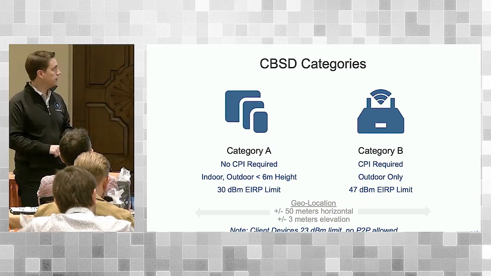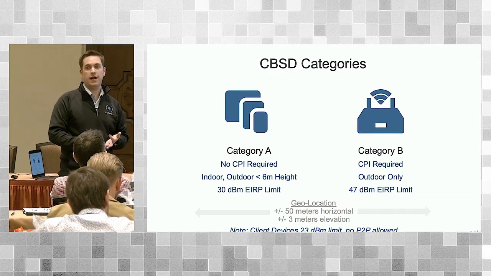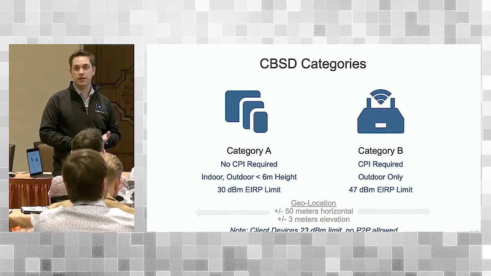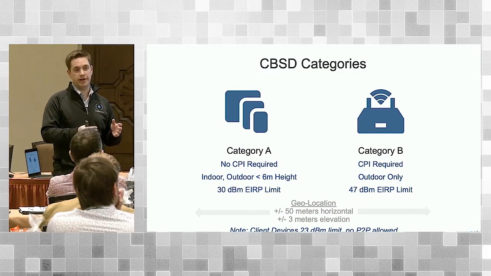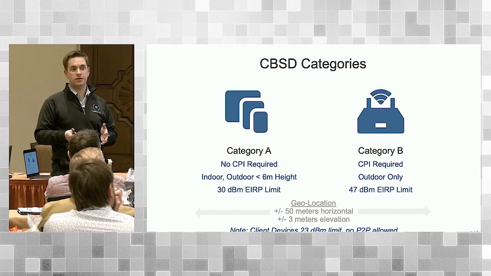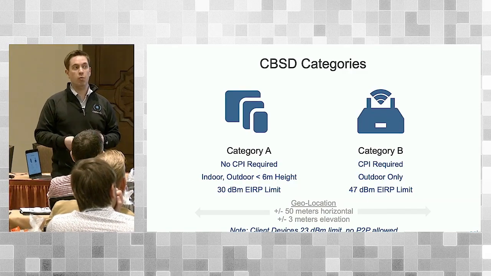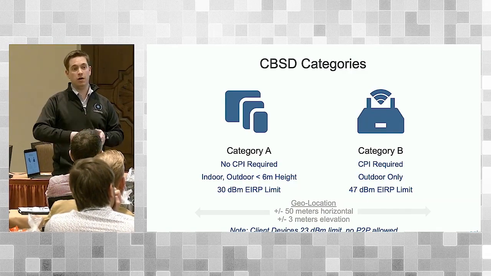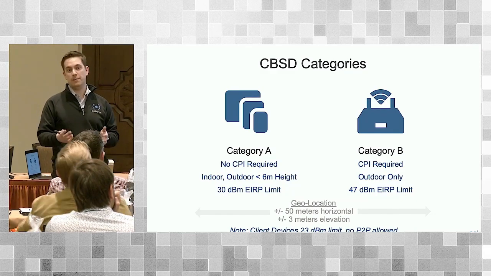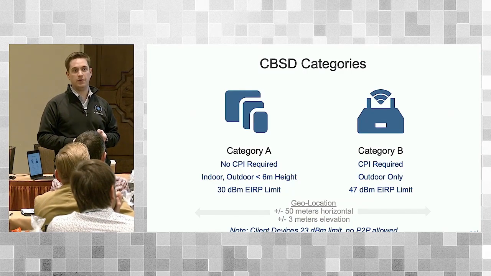Category B, the high power, requires a CPI. You can deploy it outdoors only. You're not to deploy these indoors. And it can have a much higher power of 47 dBm, which is 50 watts. So you think about it, between the transmit power and the antenna gain, you can potentially cover several kilometers outdoors with one single category B CBSD unit. One of the big benefits of this is large outdoor environments that need coverage, or where the density of a Wi-Fi deployment might not be feasible. This has a much, much larger coverage range than Wi-Fi outdoors.